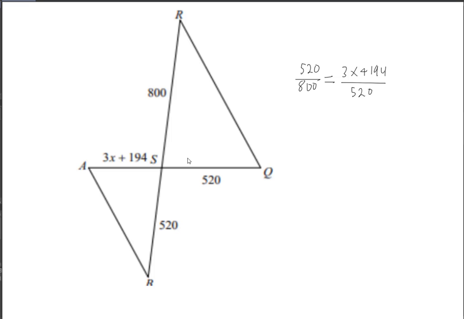Calculate it. 1320. Woohoo! So I have 1320, 13 over 20, right? Which is going to be way nicer to work with. Let's face it. So I have 13 over 20 is equal to 3x plus 194 over 520.